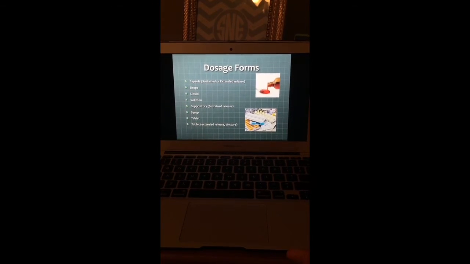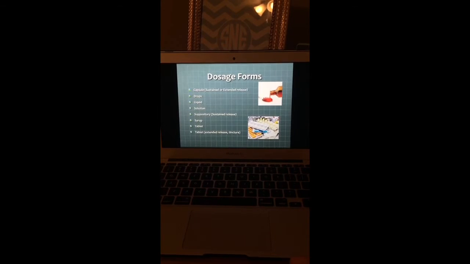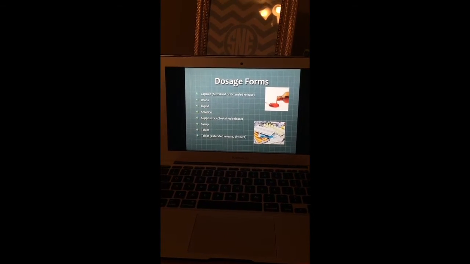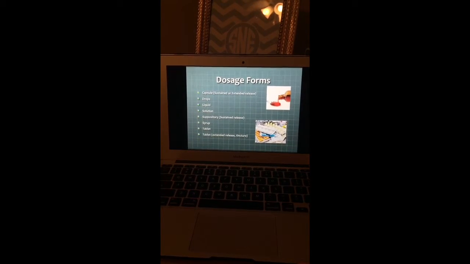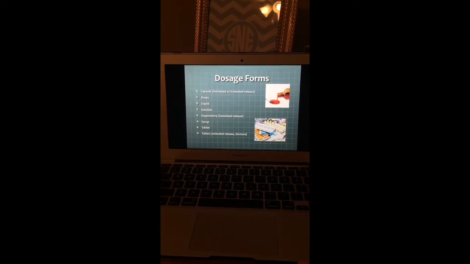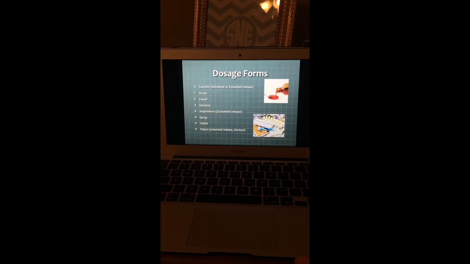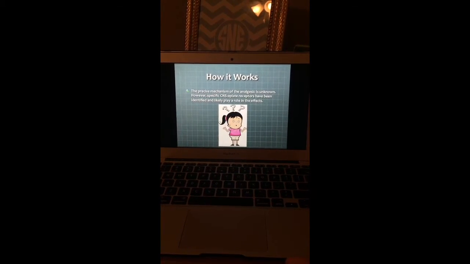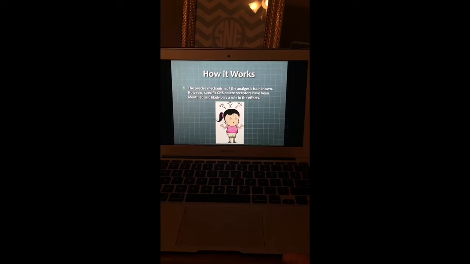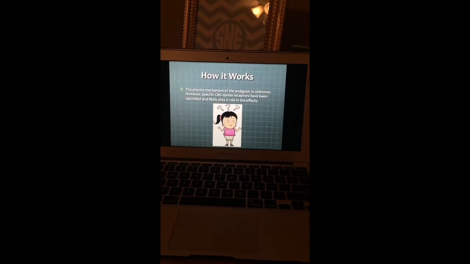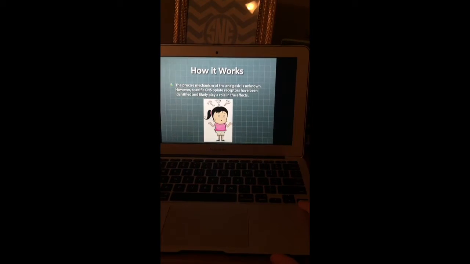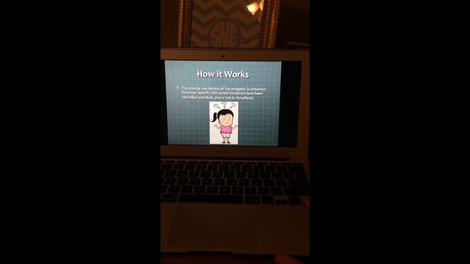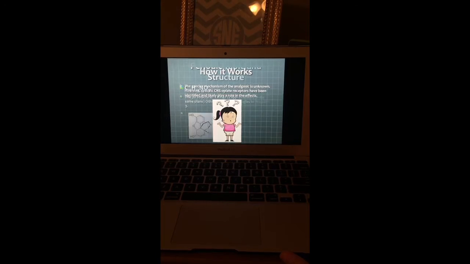Dosage form. Capsules, sustained or extended release, drops, liquids, solution, suppository, sustained release, syrup, tablet, and tablet that's extended release. How it works. The precise mechanism of the analgesia is unknown. However, specific CNS opioid receptors have been identified and likely play a role in the effects.